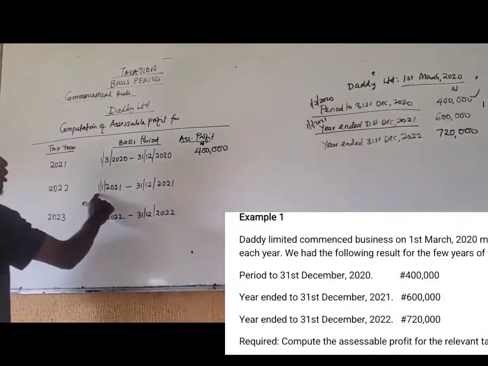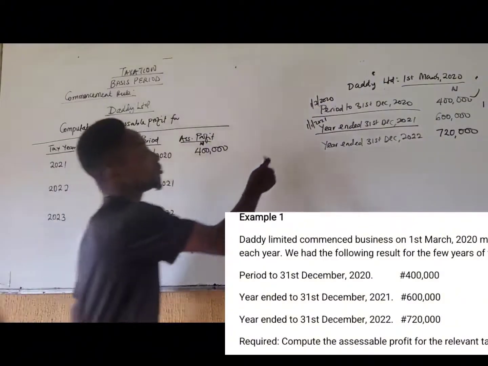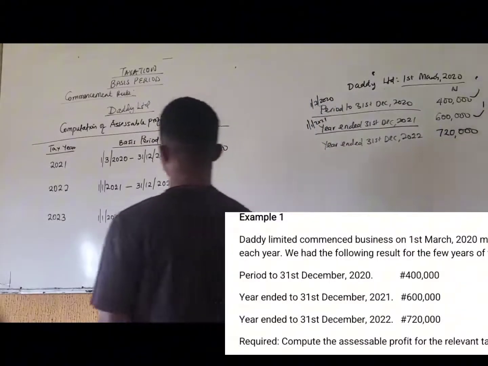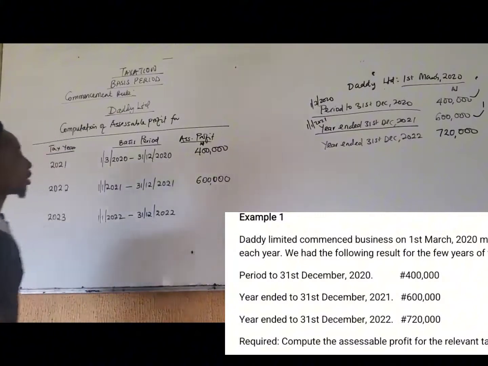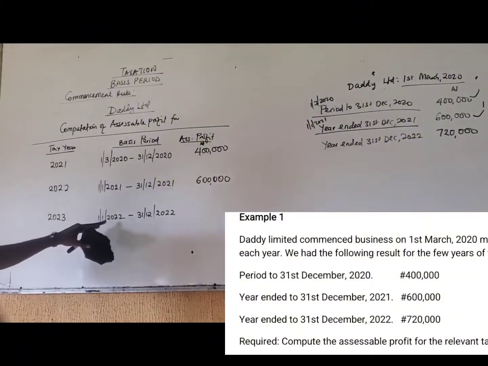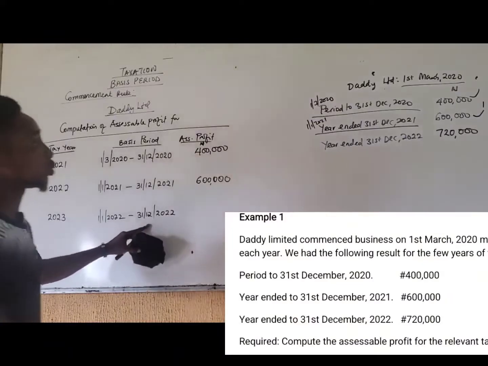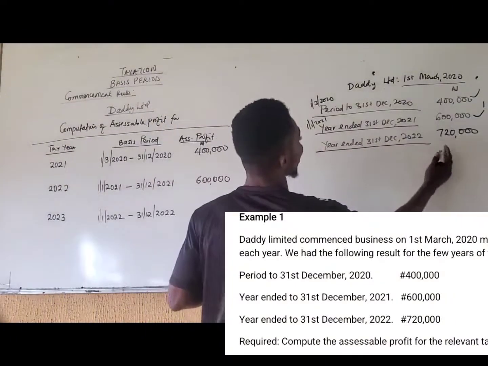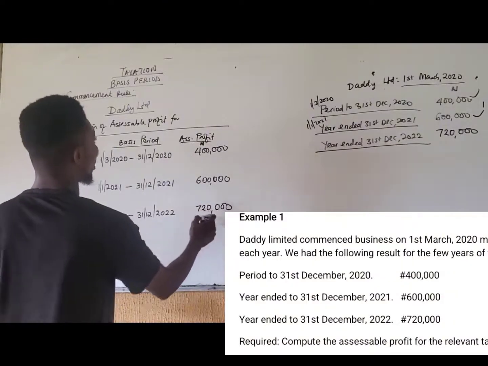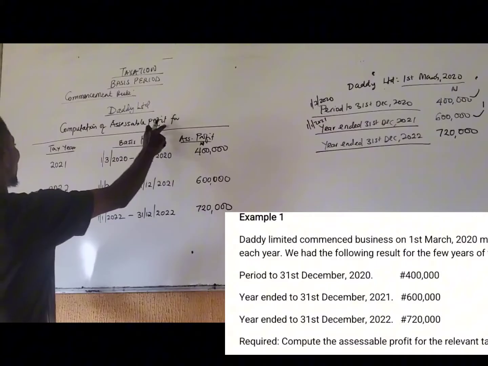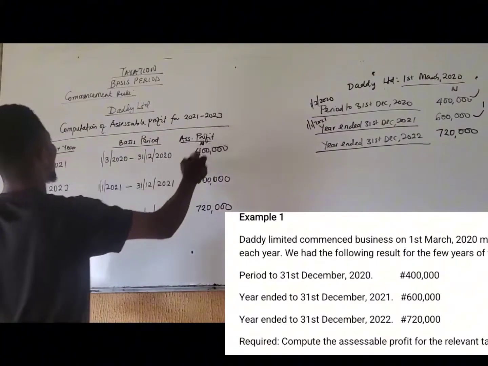We're looking for 1st of January 2021 to 31st December 2021, which they made how much? 600,000 naira. Then 1st of January 2022 to 31st December 2022, that's the period we have here. And they made how much there? 720,000 naira. So this is the assessable profit for 2021 to 2023 tax year.